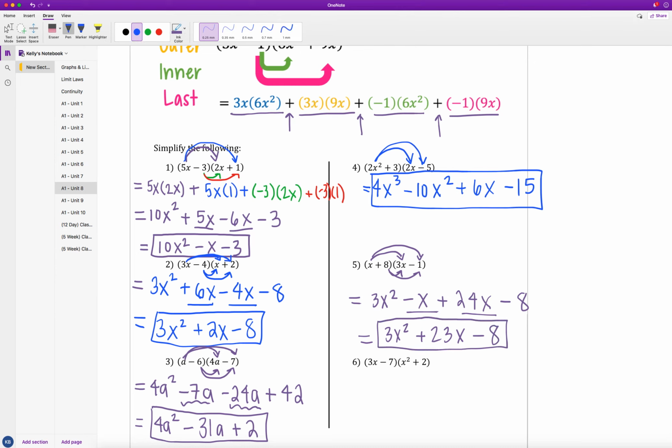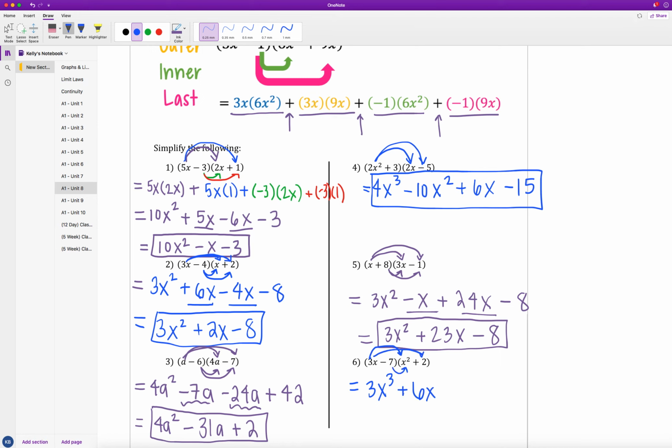Okay, example 6 says 3x minus 7 times x squared plus 2. Why don't you guys pause the video and multiply that out on your own first. Okay, let's check example 6. My first terms is going to be 3x times x squared, which will give me a 3x to the third power. My outer terms is 3x times 2, so I'll get plus 6x.